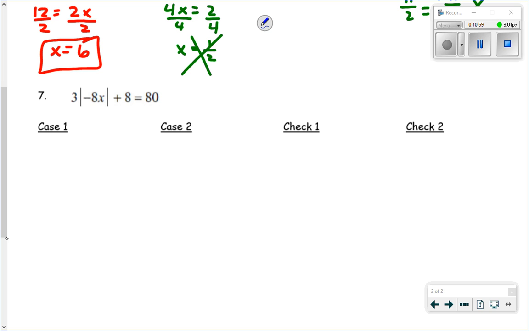Okay, number 7. I have 3 times the absolute value of negative 8x plus 8 equals 80. So first step before we can go into our cases and checks and anything like that is we've got to get the absolute value bars by themselves. So get rid of addition first. I'm going to subtract 8 from both sides. So now I've got 3 times the absolute value of negative 8x equals 72.